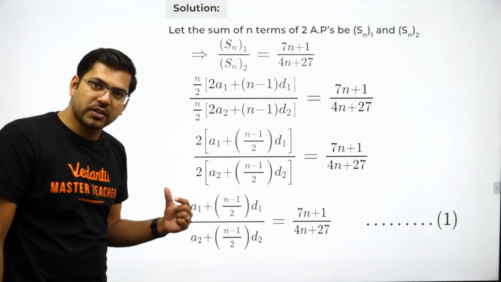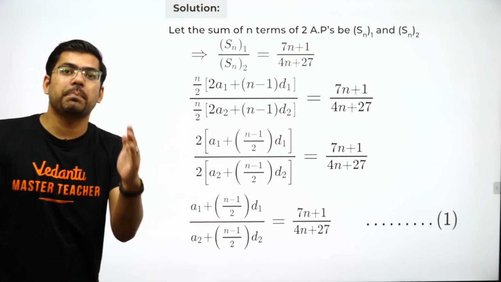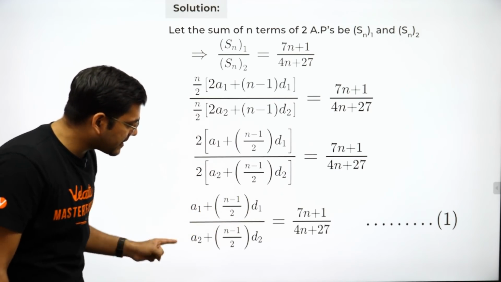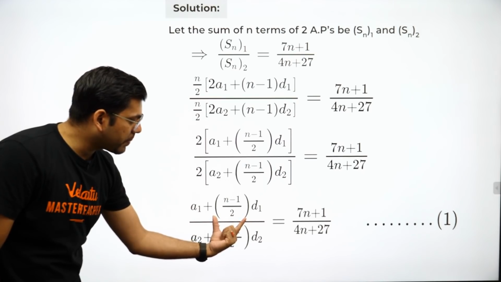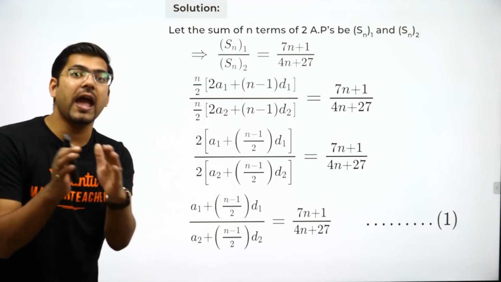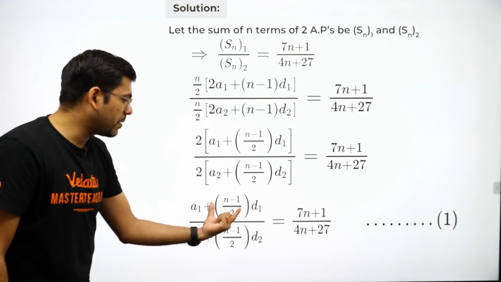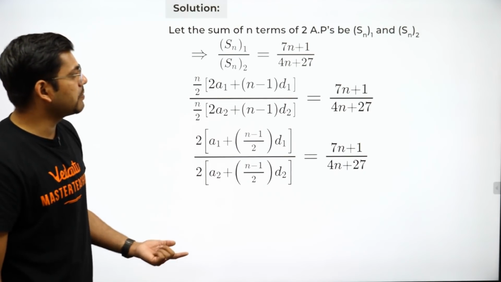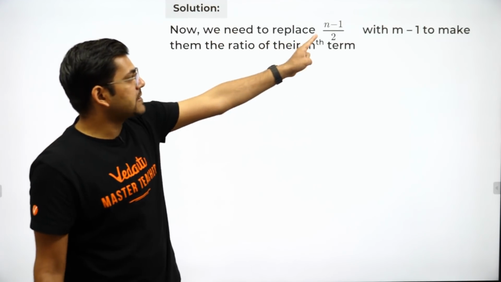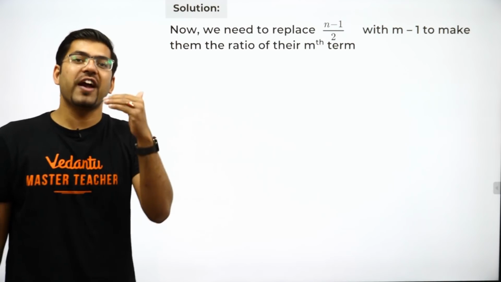Now see, for the mth term, I guess you all must know that the mth term has a formula a plus m minus 1 into d. So if you have to make this the mth term, you only need to replace this n minus 1 upon 2 with m minus 1. If you replace this, it will become the mth term. So I have done the very same thing. I have just replaced it. See here, we need to replace n minus 1 by 2 with m minus 1 to make it the ratio of mth terms.